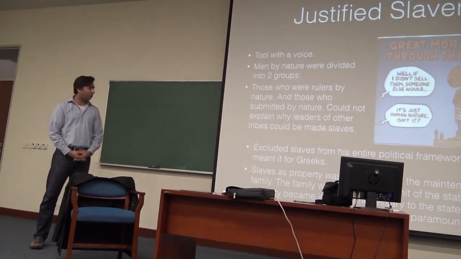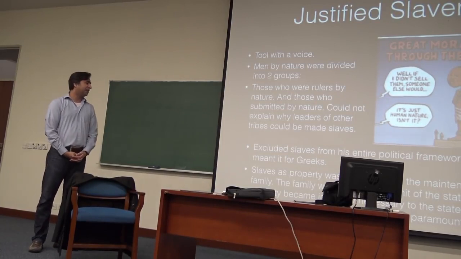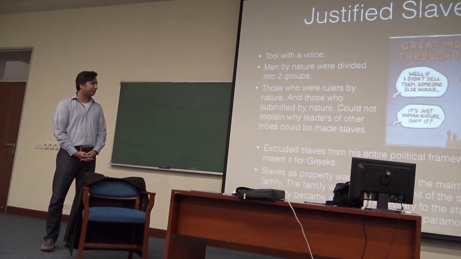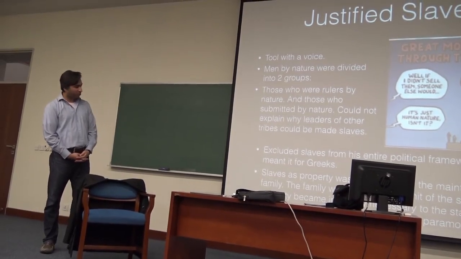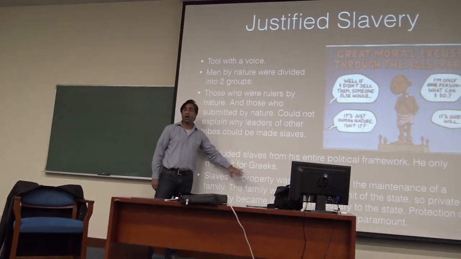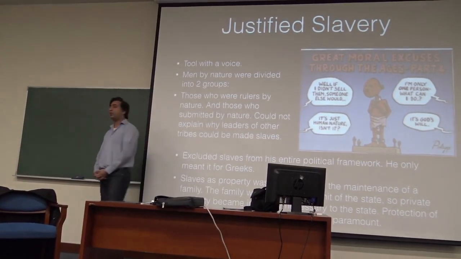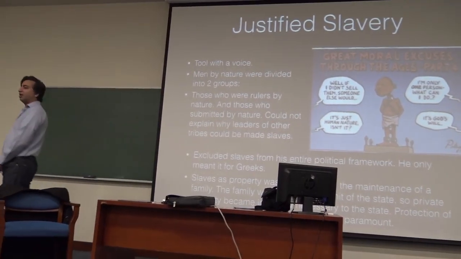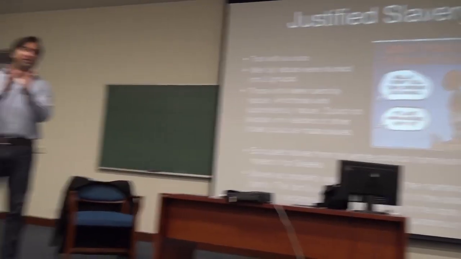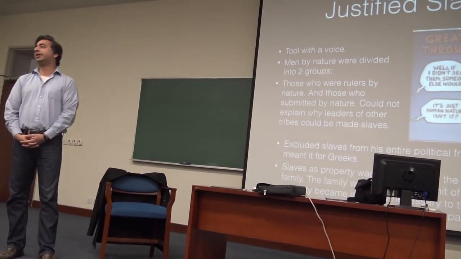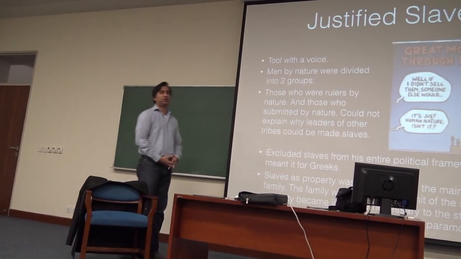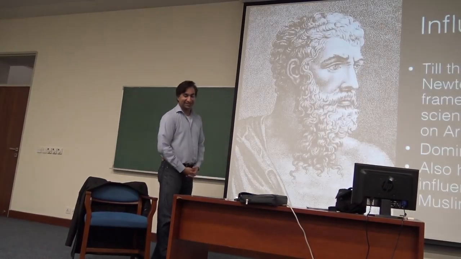Slaves as property, he said, were necessary for the maintenance of a family. The family was the essential unit of the state, so private property became indirectly necessary to the state. Protection of property was important to the state, but not paramount. In fact, the word family in the English language, derived from the Roman, did not just mean the man, the husband and the wife and the children. It also meant the retinue of slaves that were there with the family. So slavery was considered essential for a good family life.